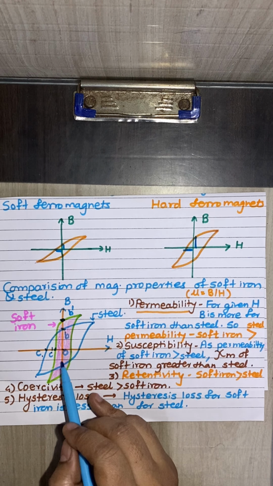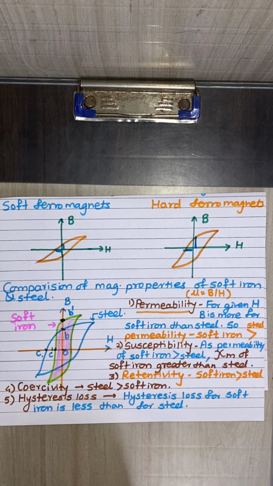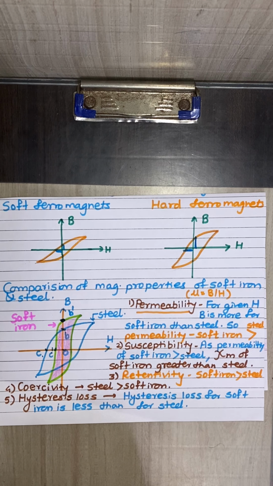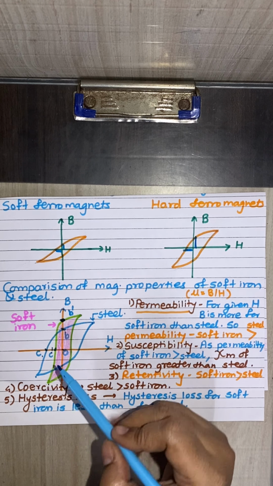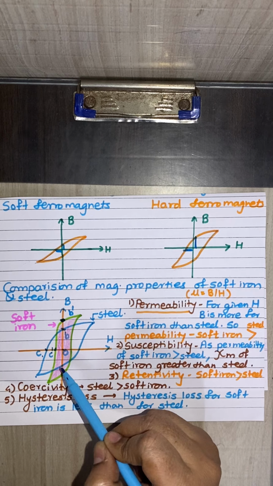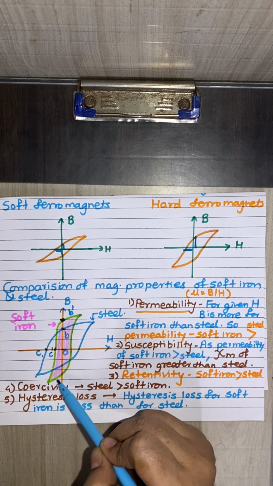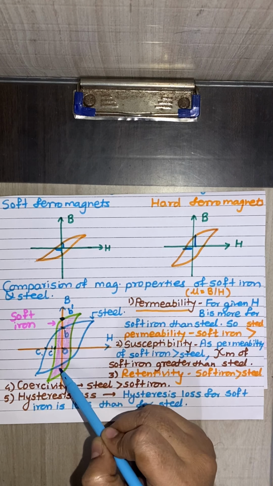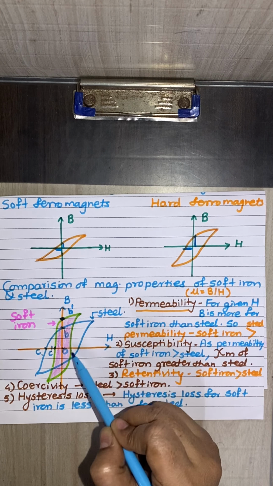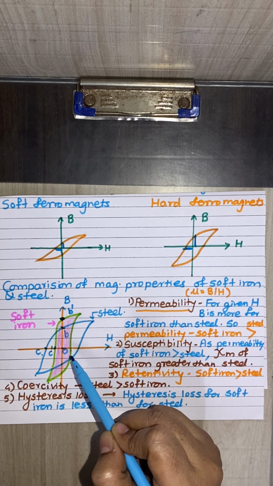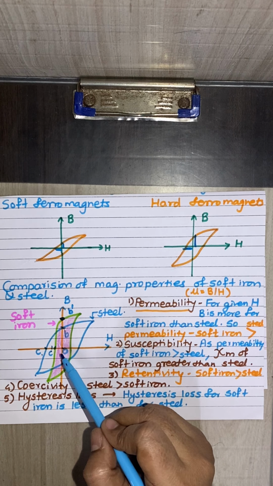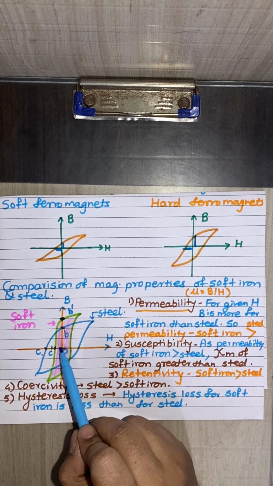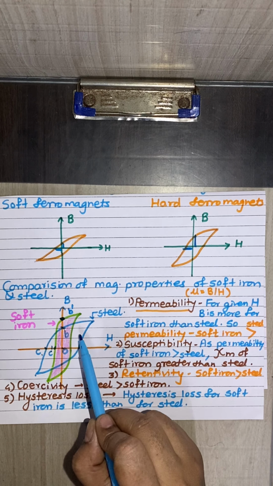Now what is hysteresis loss? This is the important point we are going to understand for the comparison between the two materials. The area of the hysteresis loop of the soft iron is much smaller; you can clearly see that this area is lesser than that of the hysteresis loop for the steel. Therefore hysteresis loss per unit volume per cycle is less for soft iron because the area is less, and for steel it is higher because the area is greater.